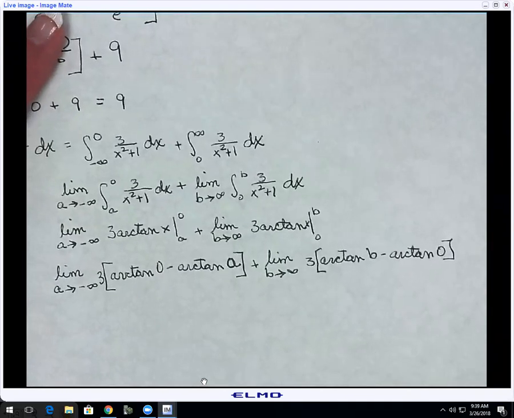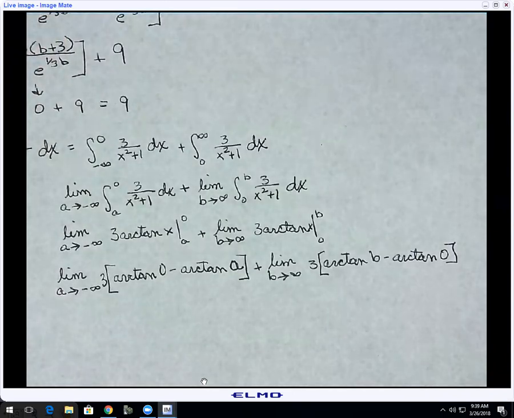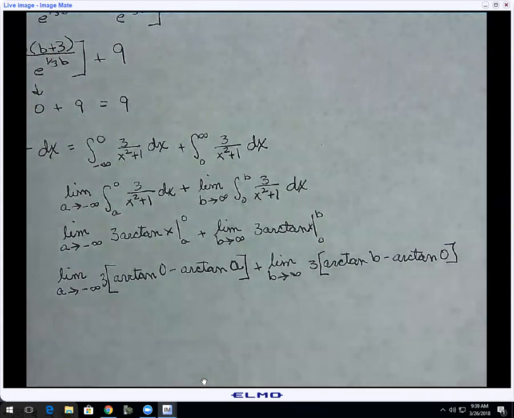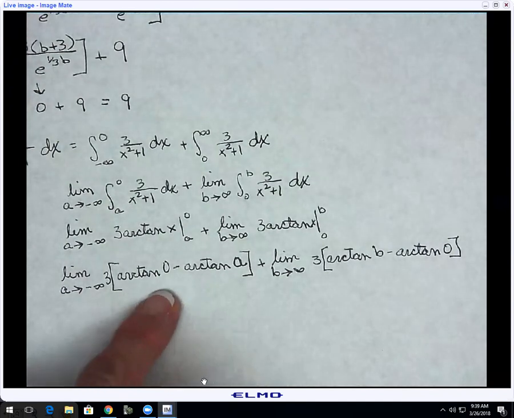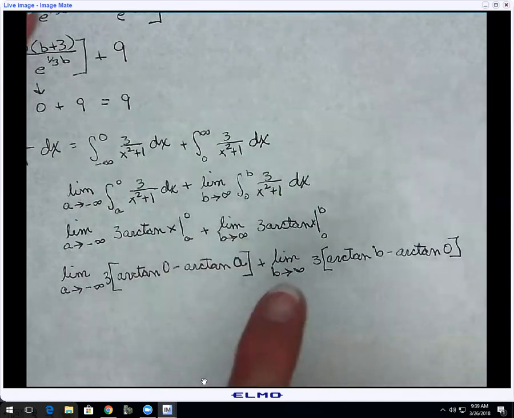Can you see why in this step it really didn't matter what we used as a breaking point? We decided to split our integral at 0, but even if we had decided to split our integral at 2, we'd have a positive 3 arctangent of wherever we split, and then a negative 1 right there. That would cancel each other out. That's why that breaking point doesn't matter. Arctangent 0 is 0.